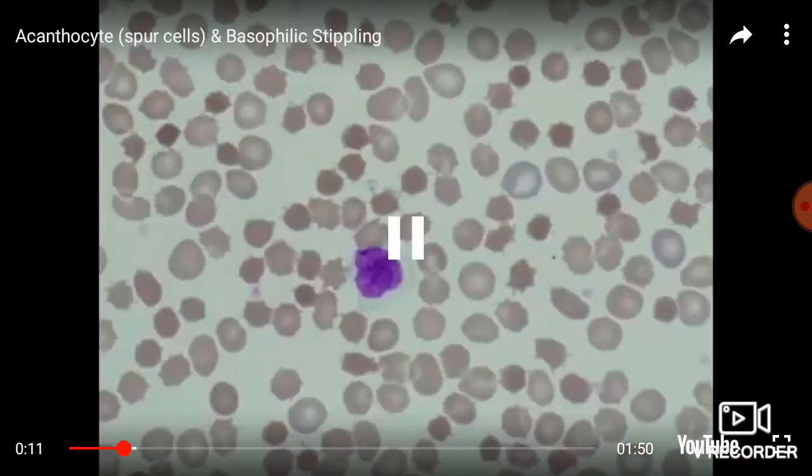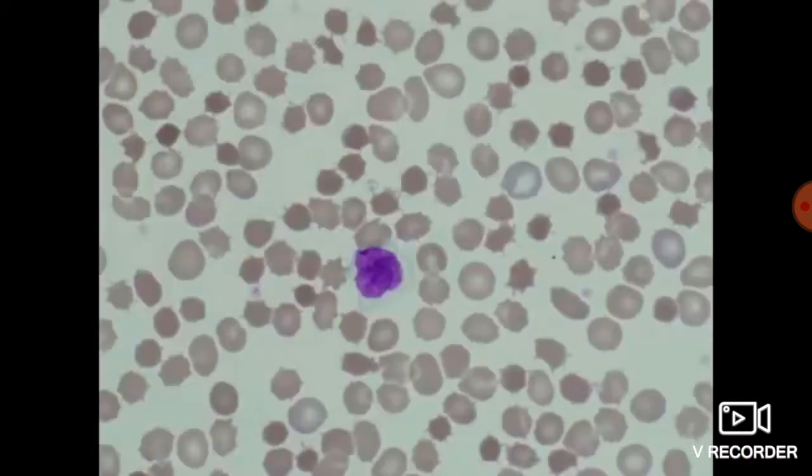Page 350. What are acanthocytes? Acanthocytes in human biology and medicine refer to a form of red blood cells that have a spiked cell membrane, due to abnormal thorny projections. These cells are also referred to as spur cells. What does the word acantho mean? The word acantho means spiny.